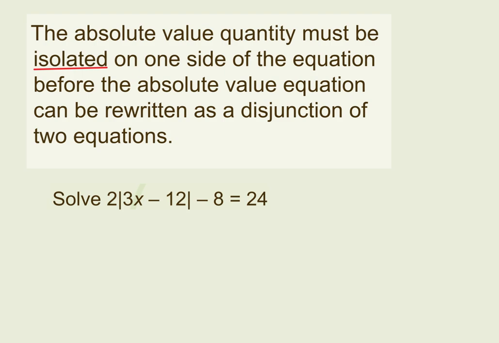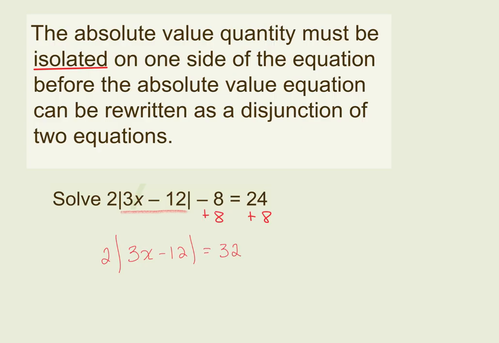And so the first thing we want to do here is we want to look at what is our absolute value. Well, our absolute value is this piece right here. And so we want to get rid of everything that is not a part of our absolute value first. In this case, we have a +8 here that we need to get rid of. And so we're going to subtract that 8 over. We still have the 2, we still have the absolute value, but it is now equal to 32.